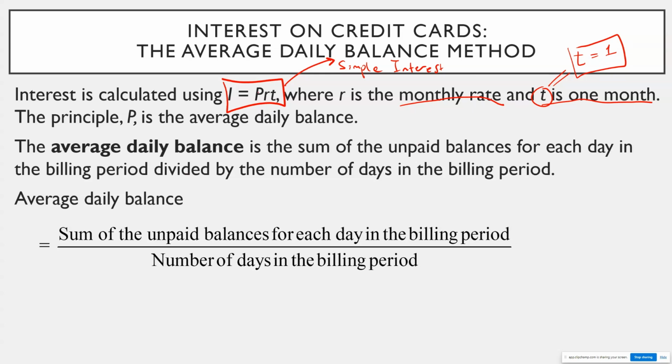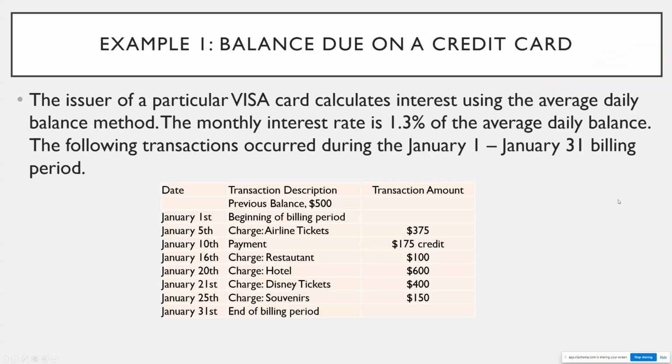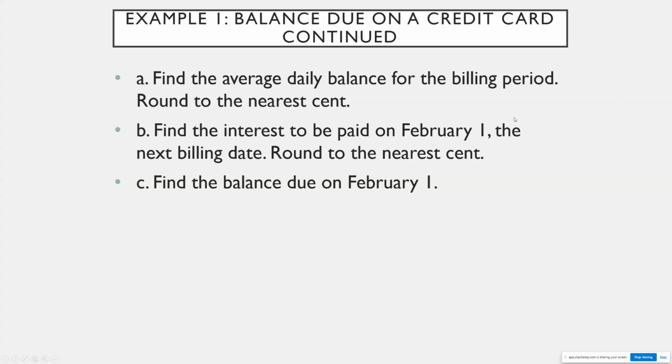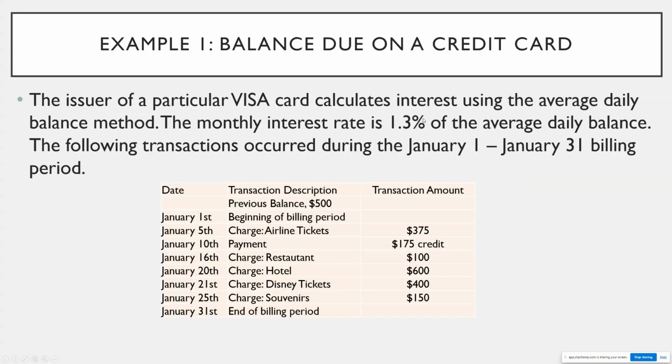All right. The principal that which you're charged interest on, P, is what's called the average daily balance. And it's a little bit tricky to find the average daily balance. The average daily balance is the sum of the unpaid balances for each day in the billing period divided by the number of days in the billing period. You can see the formula here. To figure this out, it is a little tricky, but we're going to set up a nice, neat table to do this. Here's the example we'll work through, and then I'm also going to show you the steps.